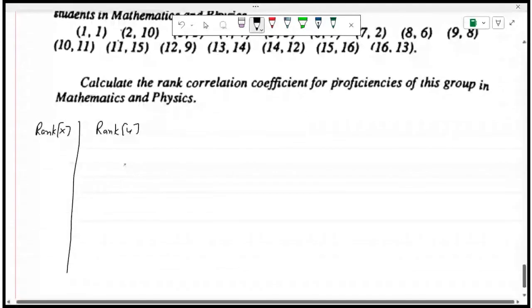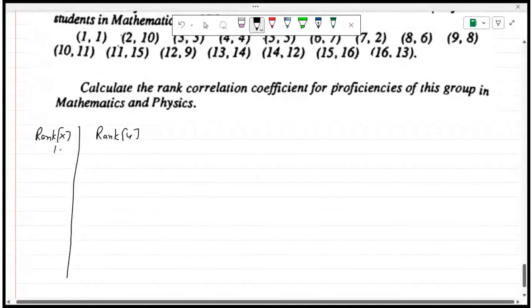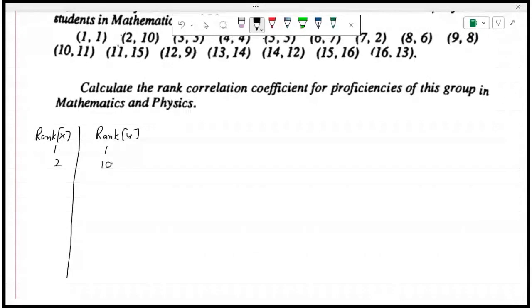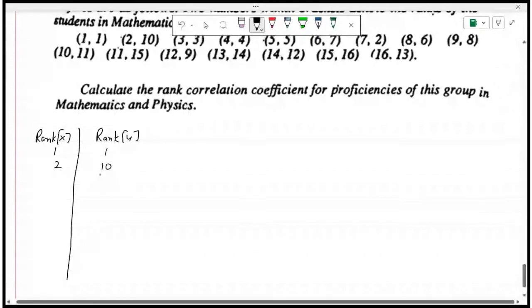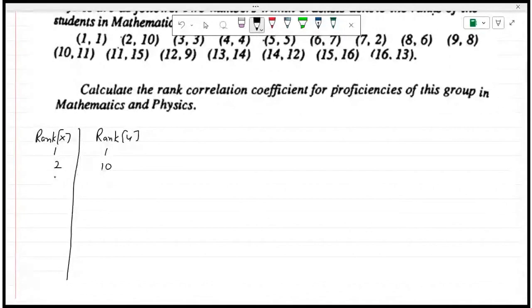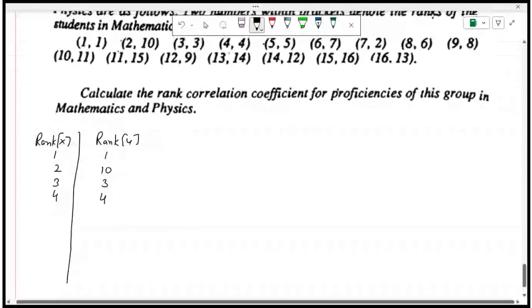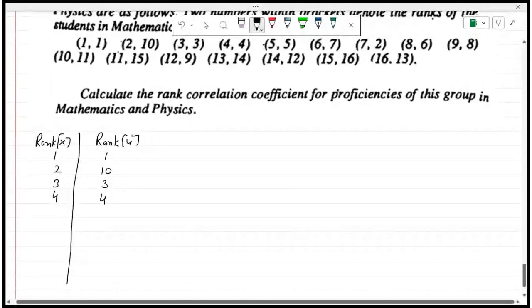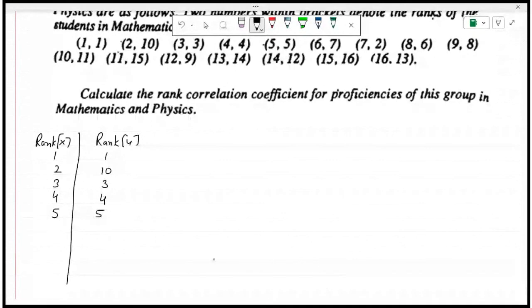Okay. So first is 1,1, rank 1 in math, rank 1 in physics. Second is 2,10. Students, are you with me? Everything is fine? Is my voice clear? Am I audible? So 4,4. Okay, we need to write these ranks which are given to us. So 5,5. Let me check.